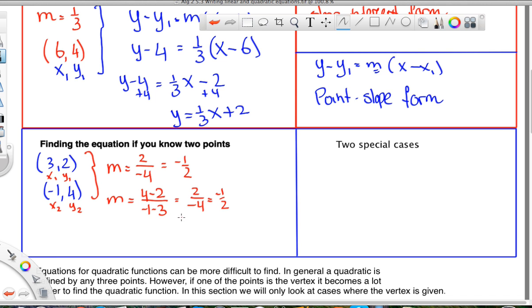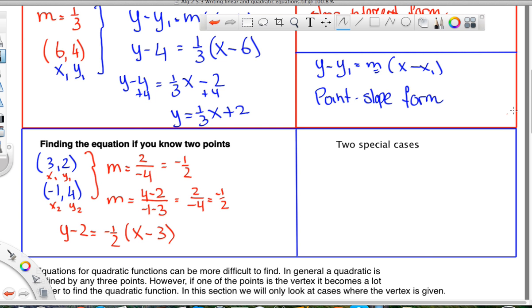Okay. Then I would use y minus y1 is equal to m times x minus x1, because then all I have to do is put that slope where it belongs and pick one of these 2 points. I'm going to use the first one here because it doesn't have any negatives, so I don't have to worry about double negatives. So it would be y minus y1 equals the slope times x minus x1. And then that would be the equation.